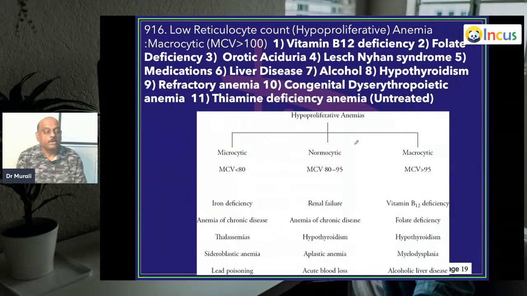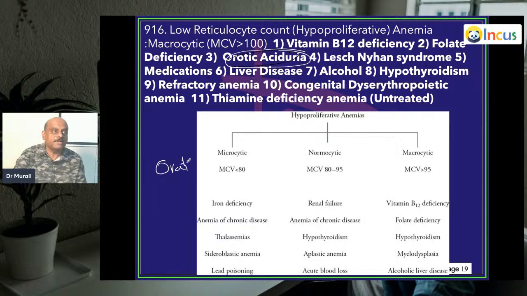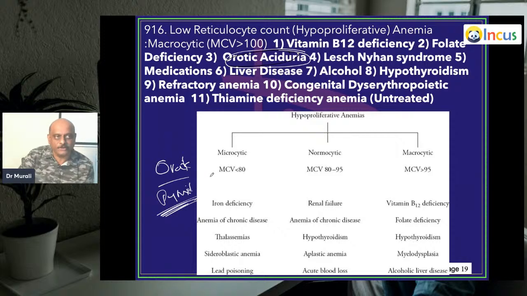Then macrocytic, already we discussed. Vitamin B12 deficiency, folate deficiency, orotic aciduria. So there is one more important thing called orotic aciduria. Orotic acid we typically see in pyrimidine metabolism, right? Orotic acid, I'll come to that. Then Lesch-Nyhan syndrome. Have you heard of this?